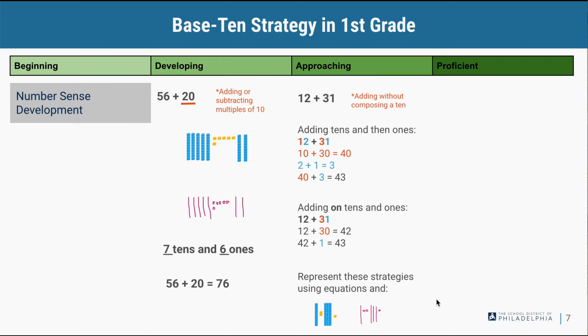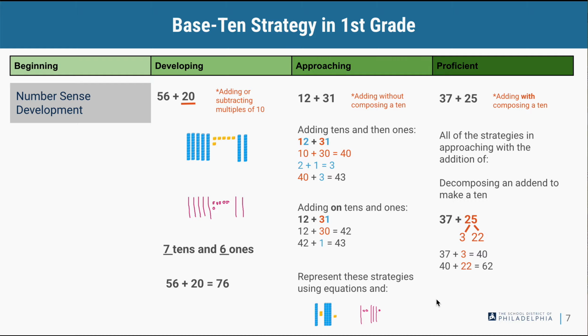Our last category in Base 10 in first grade is the proficient category. In the proficient category, students are once again adding, but this time they are asked to compose a new 10. So in the example 37 plus 25, because 7 plus 5 is greater than 10, they will need to make a new group of 10. This is the most challenging problem type that they're going to see in first grade, and it really relies on that Base 10 strategy that's been developed throughout the previous stages of students understanding the relationship between ones and tens.